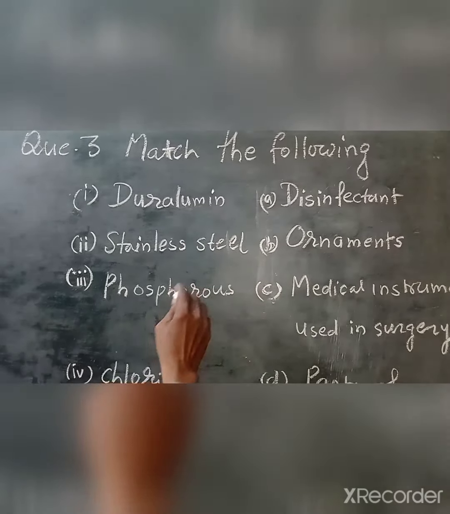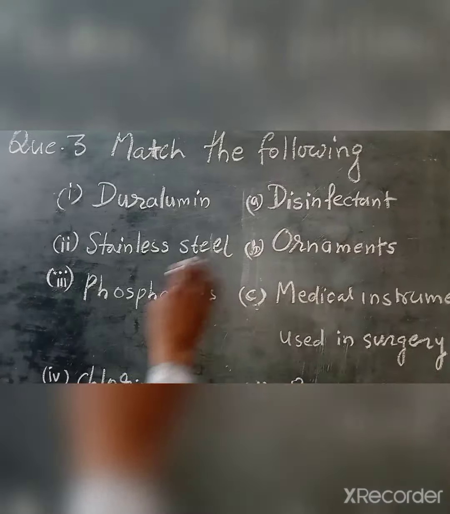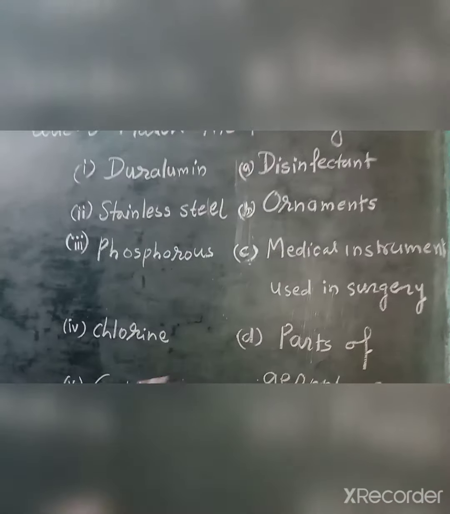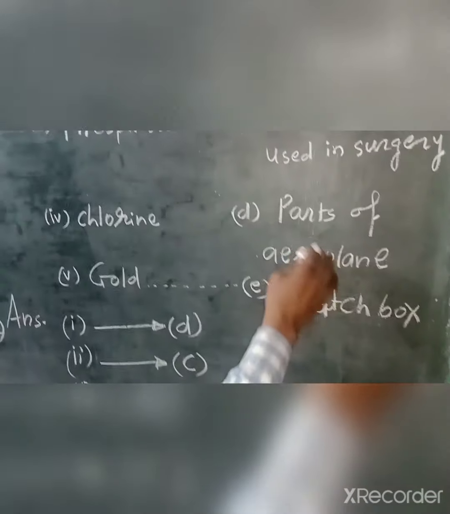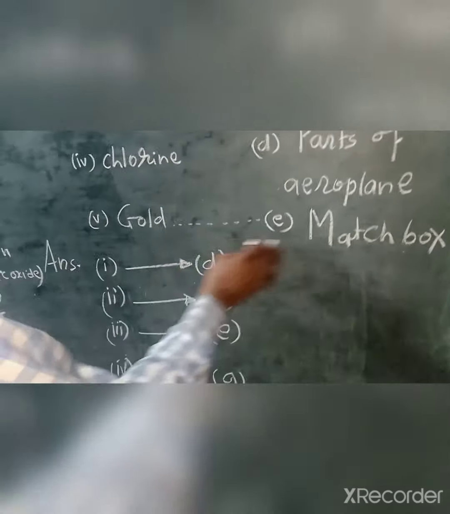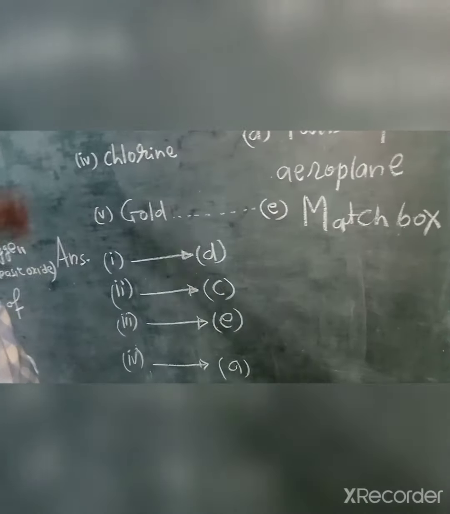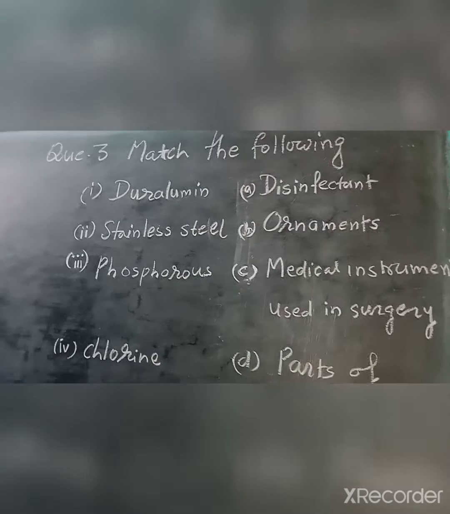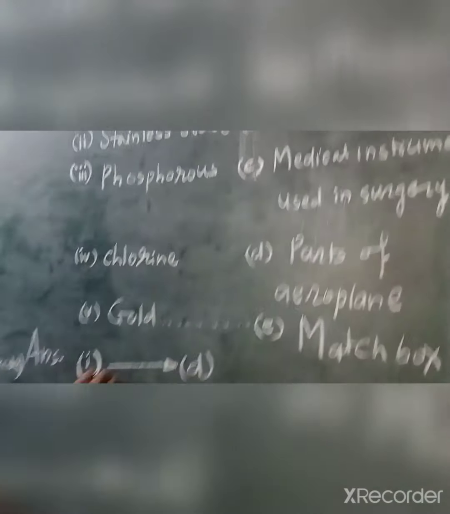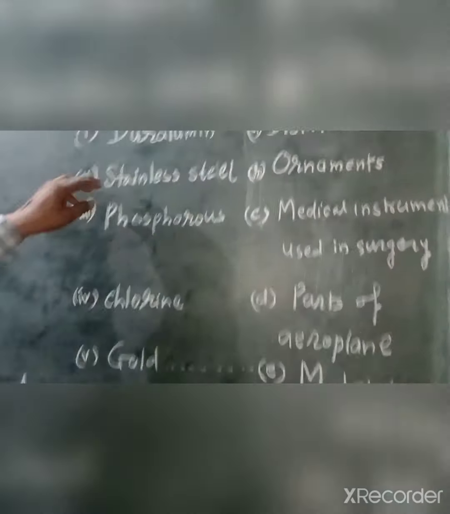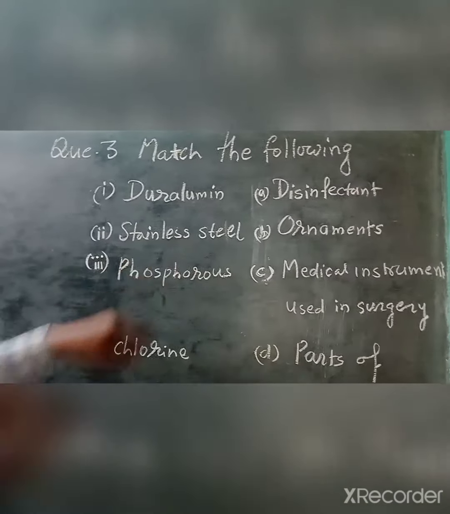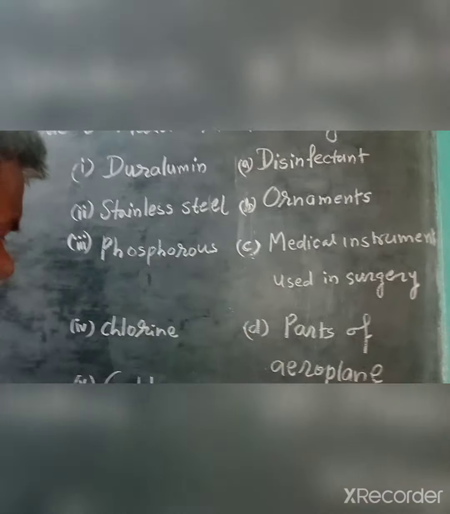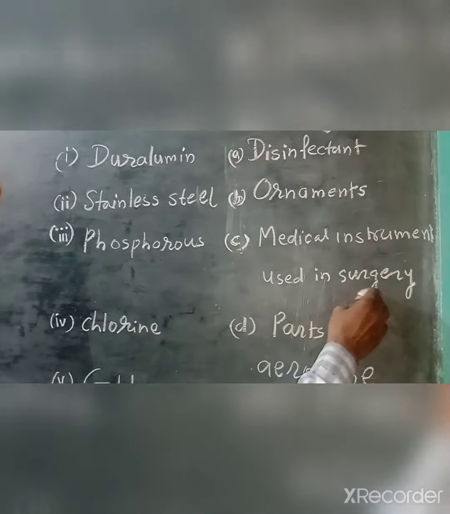Duralumin, disinfection, stainless steel, ornaments, phosphorus, medical instrumentation, chlorine, part of the aeroplane, gold, matchbox. Duralumin is used for the part of an aeroplane. This is the first match. Second, stainless steel can be used for medical instrumentation, instruments used in surgery.